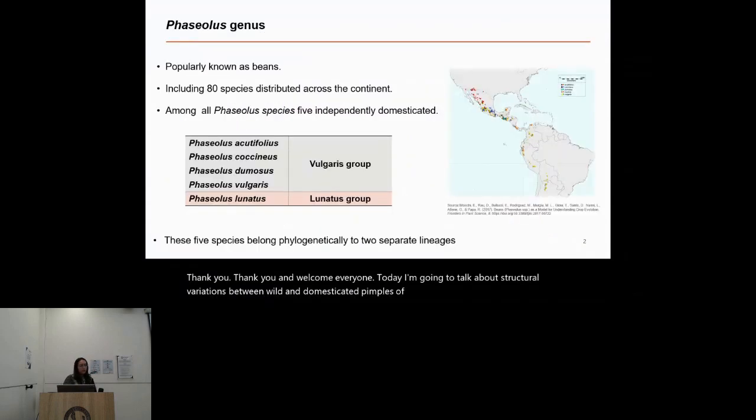Today I'm going to talk about structural variations between wild and domesticated gene pools of Lima bean. So the Phaseolus genus, popularly known as beans, are a group of legumes native to the Americas, including 80 species distributed across the continent.